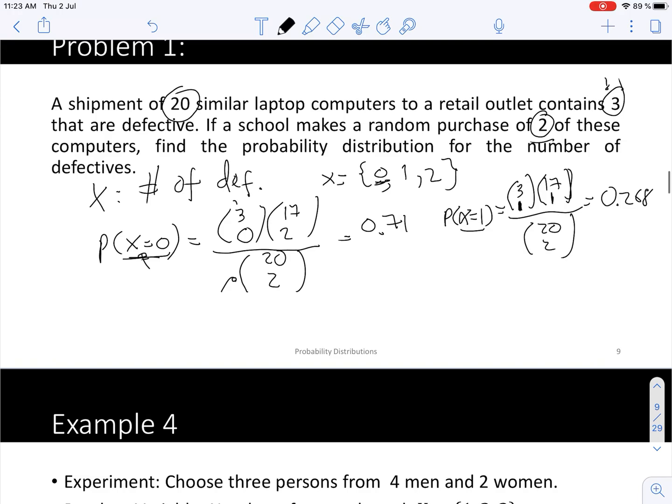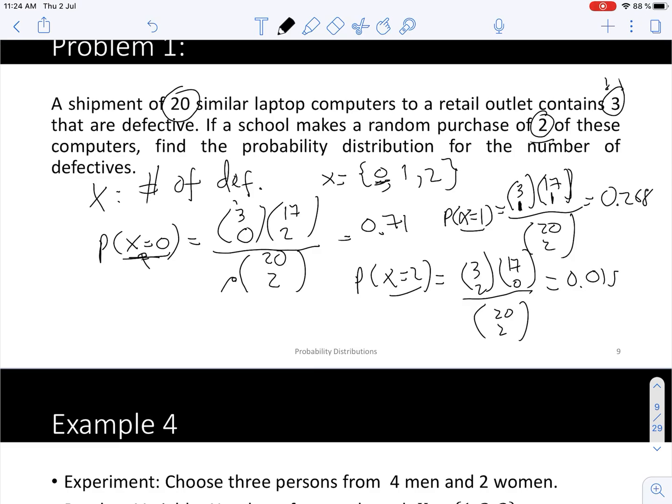And the last one, probability of x equal to 2. It has a similar structure, right? 20 combination 2, the total number of sample points in the sample space. So from the 3 defective, now they are getting 2, x equal to 2. And of course, from the good computers, they get 0. So this is when they are really unlucky, right? That all of them are damaged. Okay, so this is 0.015.